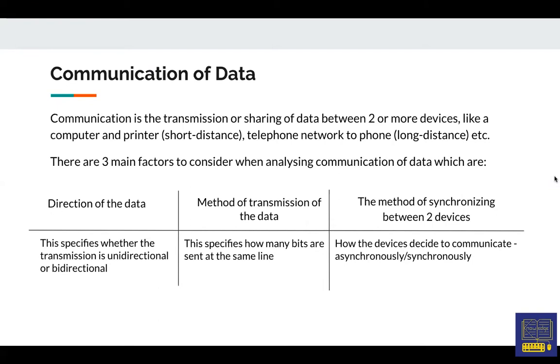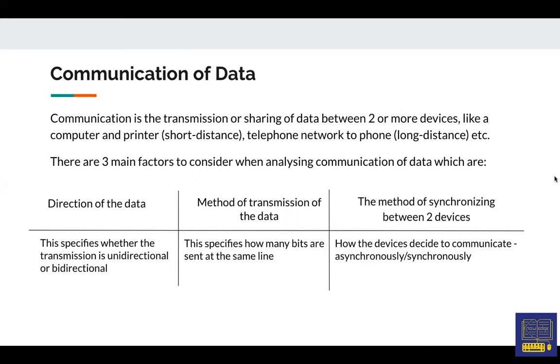Now, whenever we're considering communication of data, there are three main factors we need to see when we're analyzing how we communicate or share data. First of that is direction of the data. Imagine you have a network where there are two devices, and within those devices, one of them is the sender and the other is the receiver. That is essentially unidirectional data transmission. Or it could be that both of the devices can send and receive data, so that would be bidirectional. That is what we mean by direction of data.